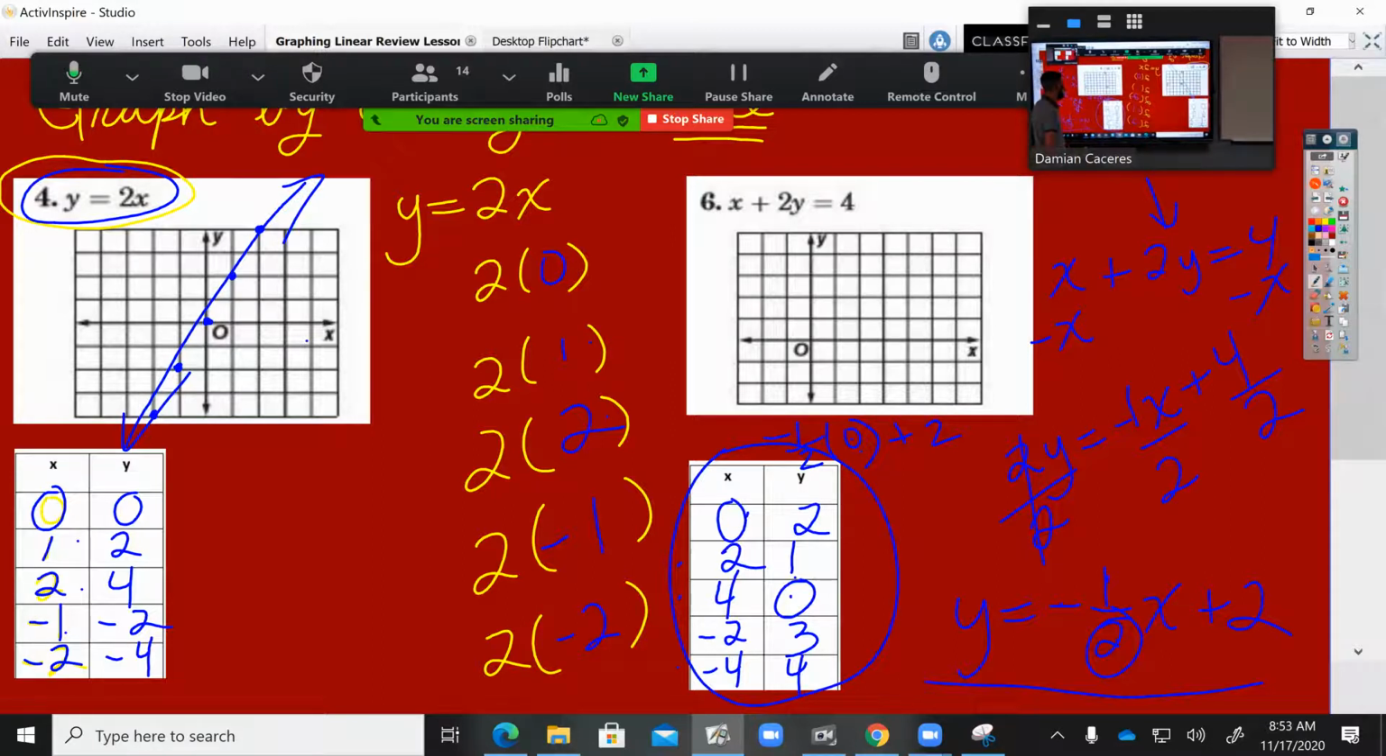Can anyone in this class tell me what is the y-intercept by looking at this table?